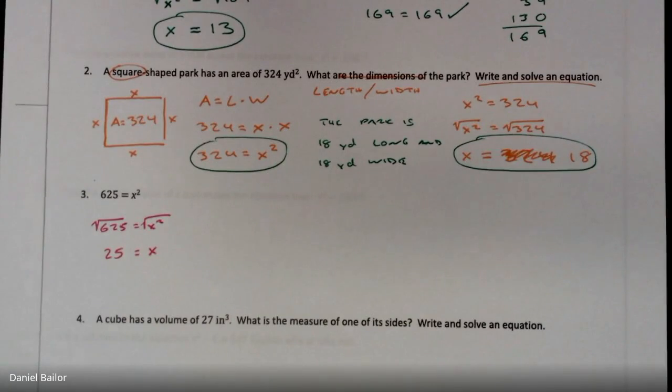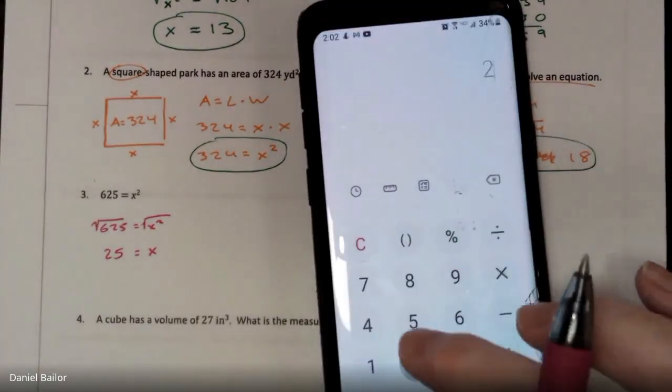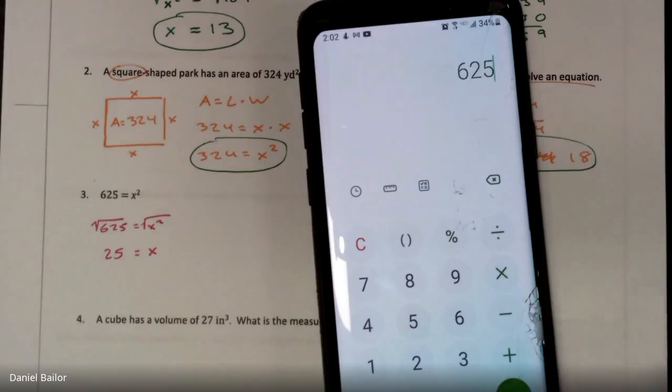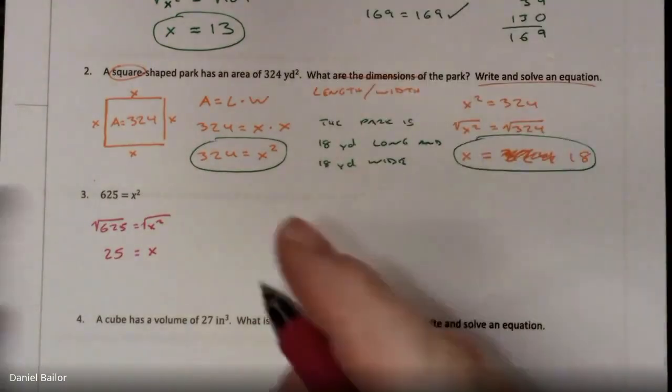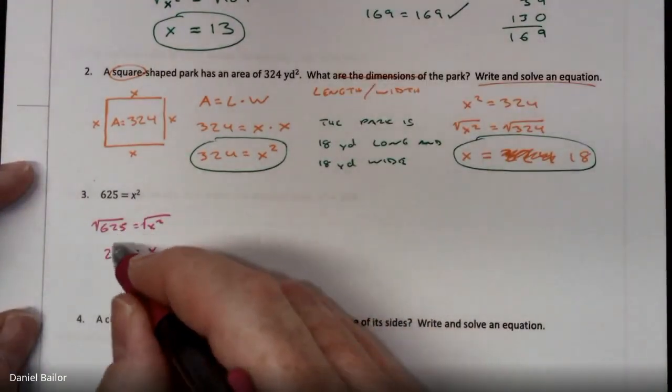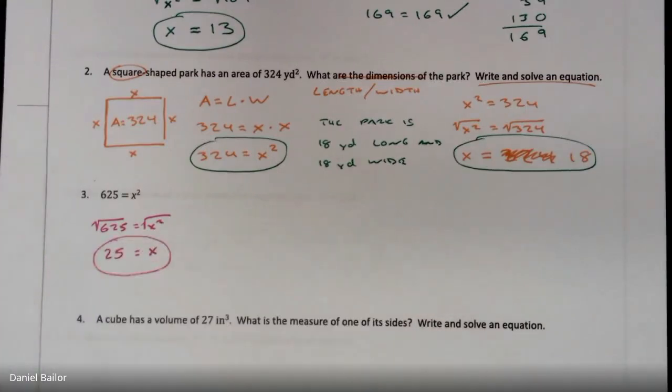At least I think it's 25. I'm probably relying a little bit too much on my memory here. Let me check. 25 times 25 is 625. So the square root of 625 is 25. So that is what x has to be.